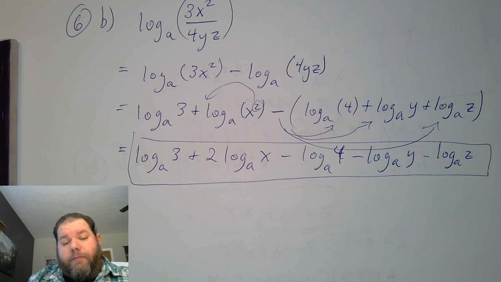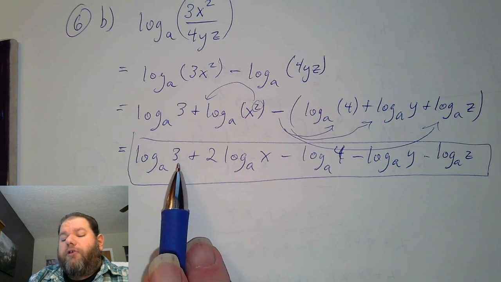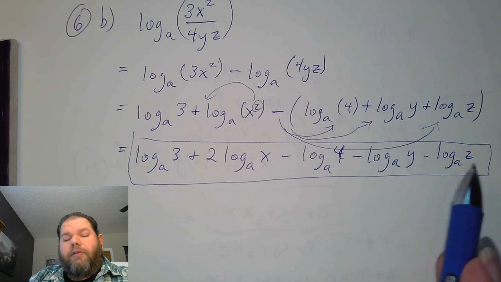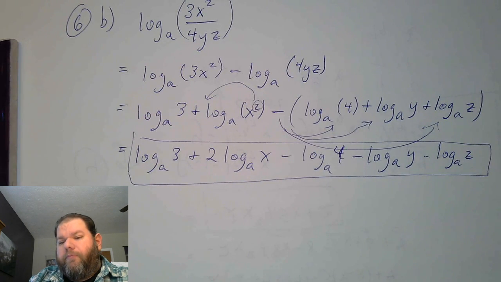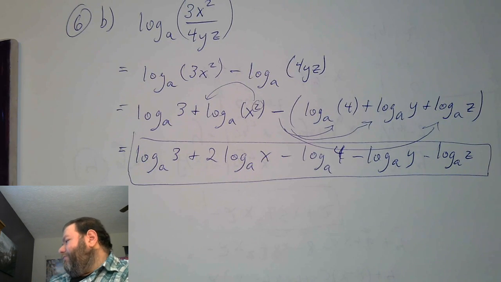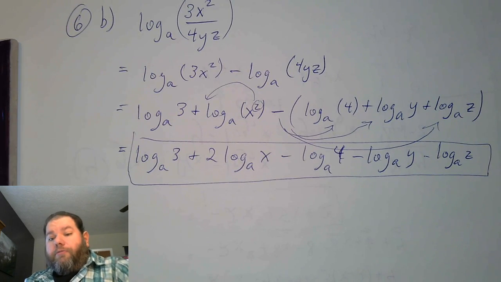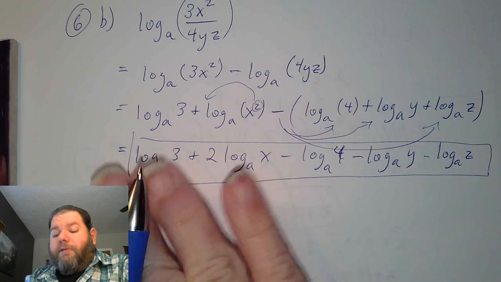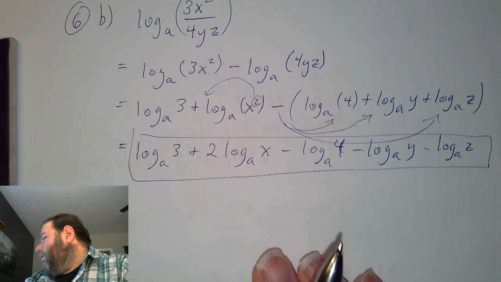So all four of those problems on number 6 are like that, where we just want to apply the properties to take the expression and expand it into a larger expression where each term is a little bit more simple inside the logarithms. Problem 7 is similar to that, except it has us go in the opposite direction.